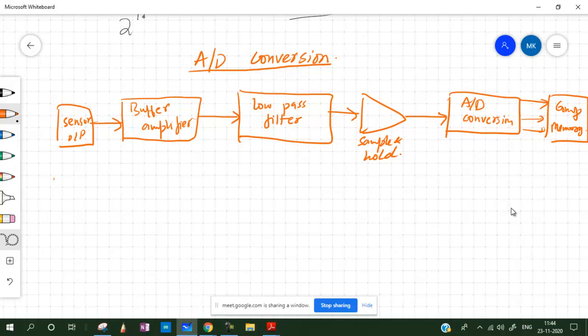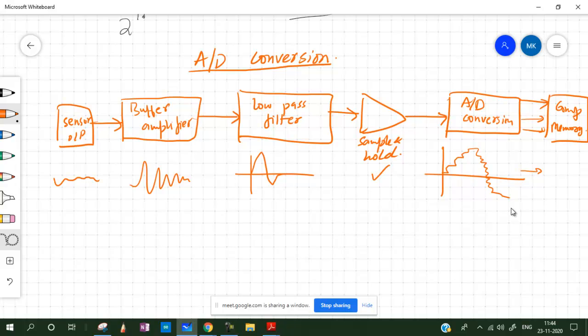A sensor signal generally is very low in amplitude, and we may amplify the signal with a buffer amplifier. Then we will try to filter out the high frequency components from this. We'll allow only low frequency components. Then we have a sample and hold, which is an important circuit in AD conversions. Then AD conversion takes place, and we get a digital signal as an output, and then it goes to the computer memory. The buffer amplifier amplifies the signal without putting a load back on the sensor.